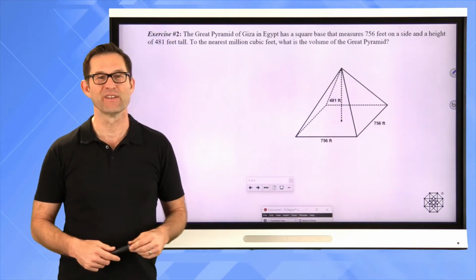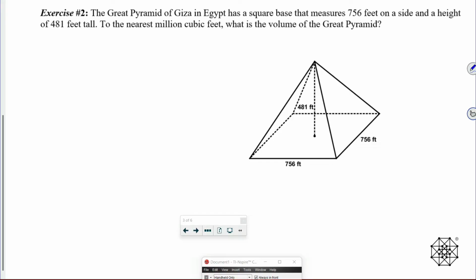Let's take a look at exercise number 2. The Great Pyramid of Giza in Egypt has a square base that measures 756 feet on a side and a height of 481 feet tall. By the way, this is true. Look it up on Google. To the nearest million cubic feet, that's right, million cubic feet, what is the volume of the Great Pyramid?